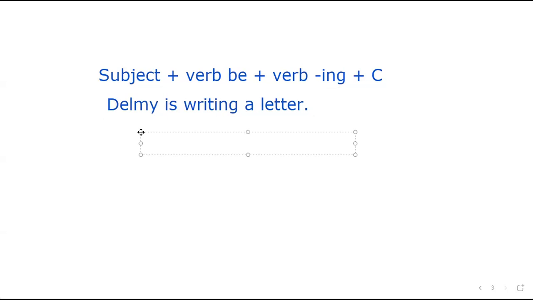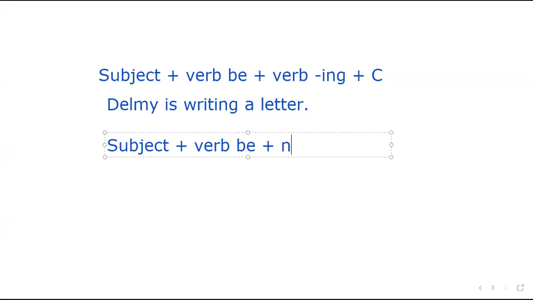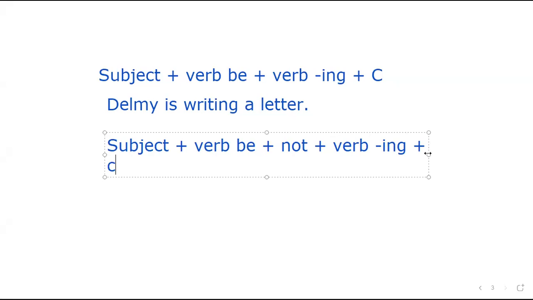Now, if I want to make a negative sentence, I need subject. ¿Qué más necesito? ¿Se recuerdan para hacer una oración negativa? Not. Verb be. Not. Verbo normal. Un verbo que termine en ing. Más un complement. Un complemento.